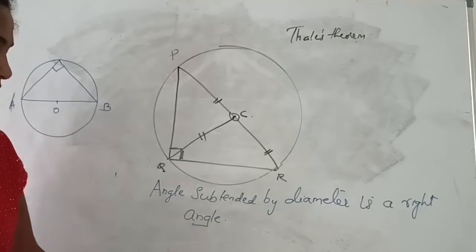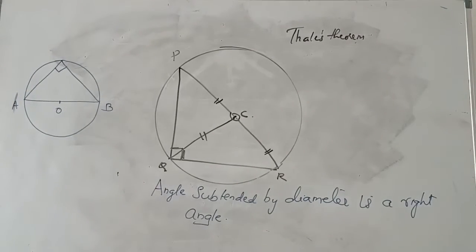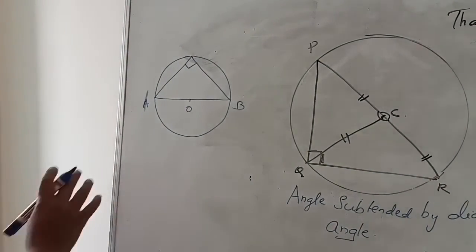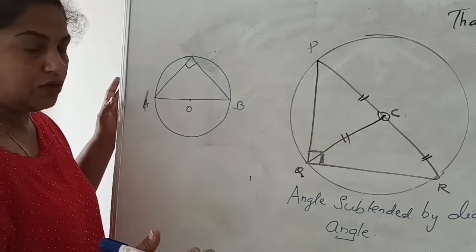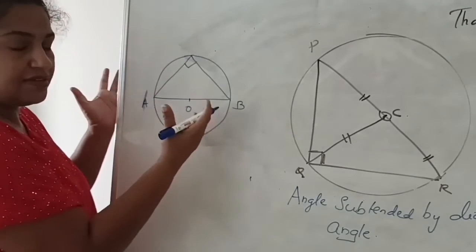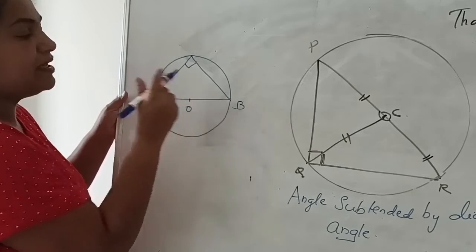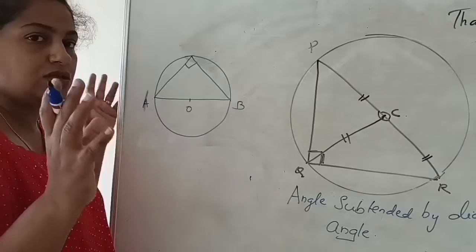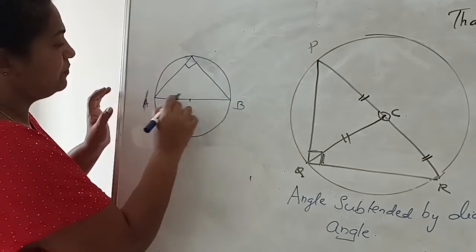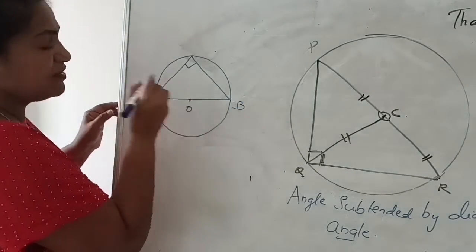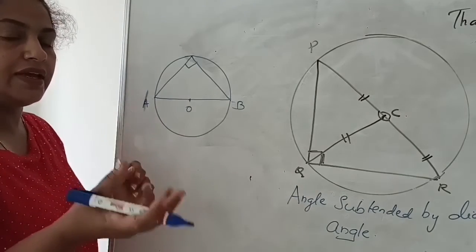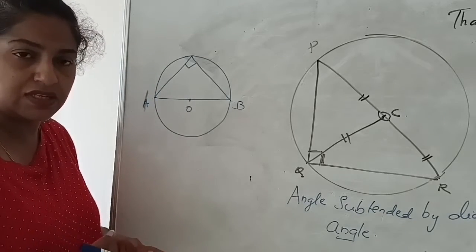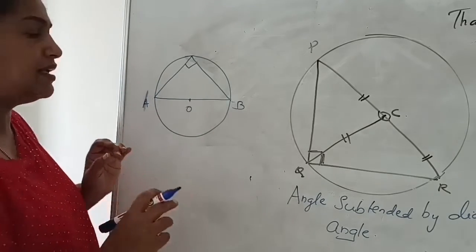So now, there is a random triangle over here which is inscribed inside a circle. AB is the diameter of the circle. Diameter is the line segment that passes through the center, touching the circumference. So this is the diameter of the circle. This is the center. Thales theorem states that the angle subtended by the diameter at any point on the circumference of the circle is a right angle, or it is equal to 90 degrees.